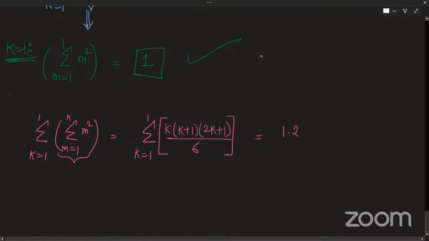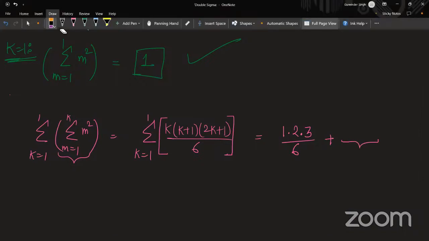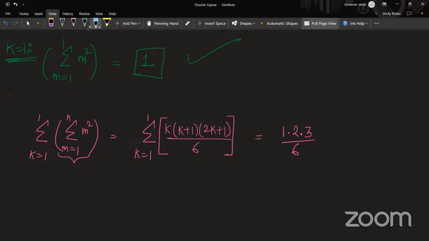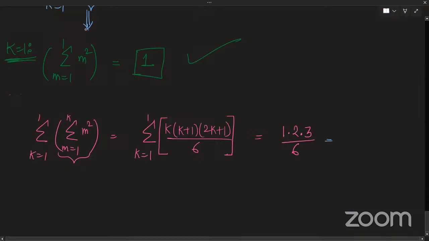1 into 2 into 3 by 6. And when I go to the second term, my limit has already been crossed, so I won't be having any second value. This is the only value that will be in my summation. What is this value equal to? 2 into 3 by 6, it is 1. This is my final answer.